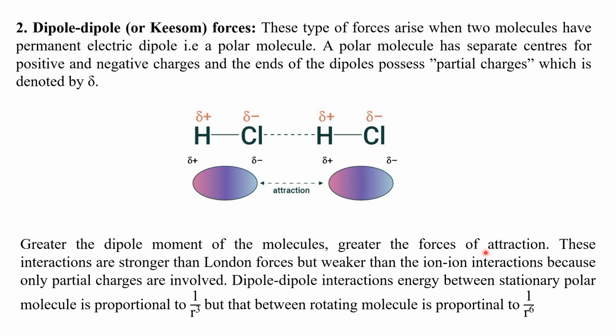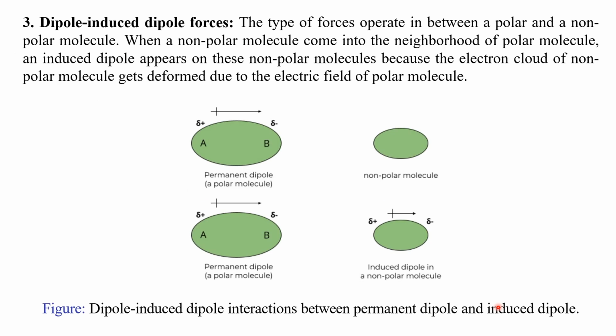The greater the dipole moment of the molecules, the greater the force of attraction. These interactions are stronger than London forces but weaker than ion-ion interactions because only partial charges are involved. The dipole-dipole interaction energy between stationary polar molecules is proportional to 1/r^3, but between rotating molecules it is proportional to 1/r^6. So depending on whether molecules are rotating or not, the interaction forces vary. When the dipoles are stationary, it is proportional to 1/r^3, but when they are rotating, it is proportional to 1/r^6.